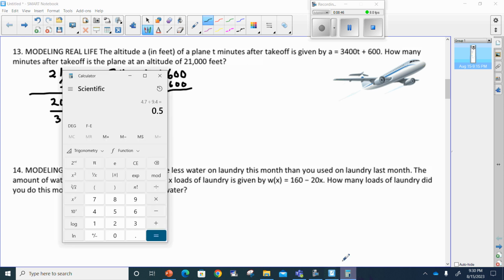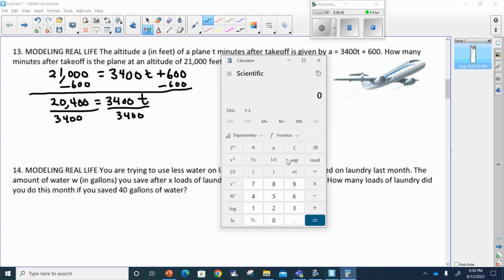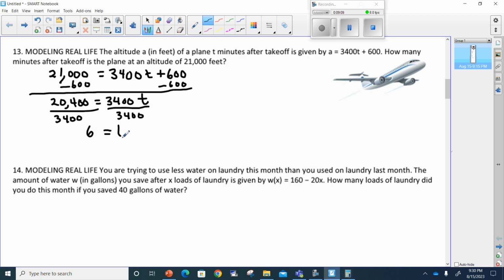Let's pop that in our calculator. We've got 20,400 divided by 3,400. That equals 6. So the altitude in feet of a plane in T minutes, oh, T is the time. So in 6 minutes, right? That's what we're talking about here. So we reached 21,000 feet in 6 minutes.